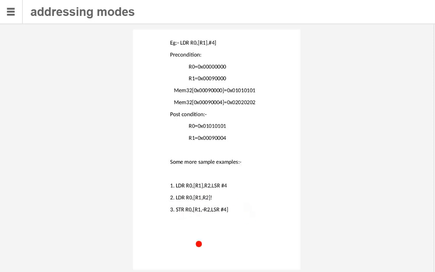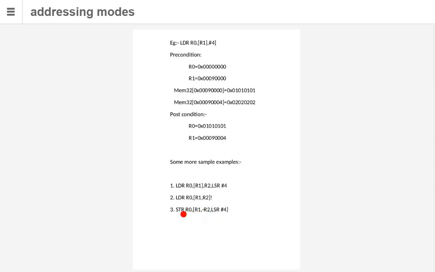Now how does this instruction execute? In this instruction, my base register is R1. And where is my offset? Minus R2 LSR 4. That means the R2 content is logical shift right 4 times. That content is subtracted from R1. So R1 minus R2 LSR #4. You'll logical shift right R2 four times, and after that you will subtract that value from R1. What is the value of R2 after logical shift right 4 times?